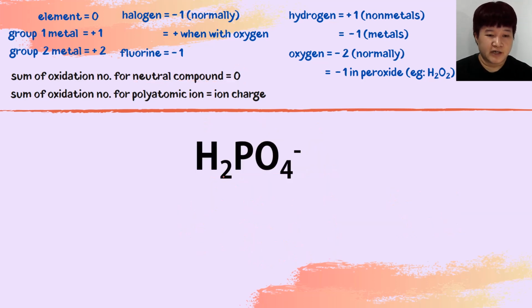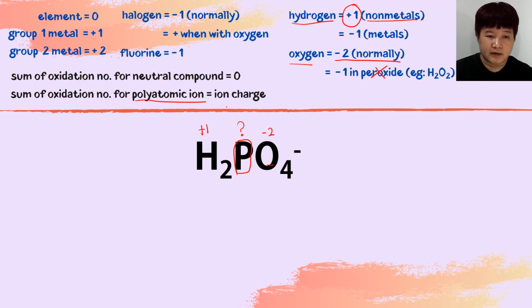Next, we have H2PO4 minus. So over here, which one are we looking for? Hydrogen, we have it in the rules. Oxygen, we have it in the rules. Hydrogen is with non-metal right now, so hydrogen will be positive 1. Oxygen will normally be negative 2 unless it's in peroxide, but it's not in peroxide right now. So obviously, we are looking for phosphorus. How much will be phosphorus in here?